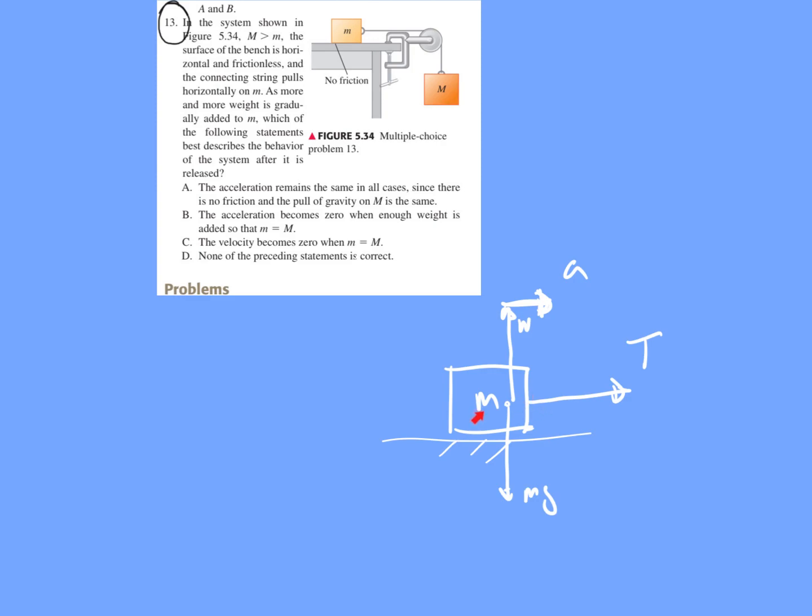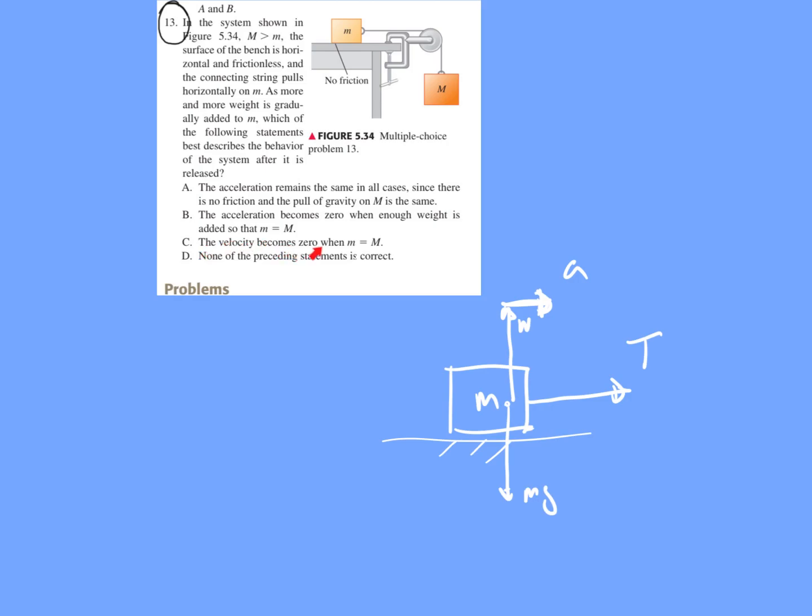As I'm increasing the mass here, the tension will be bigger. We'll see why the tension will be bigger. The acceleration becomes zero when enough weight is added to the mass. So when you convert little m into capital M, the same big mass, it says that the acceleration will be zero, and it's not true. We will see why it's not true.